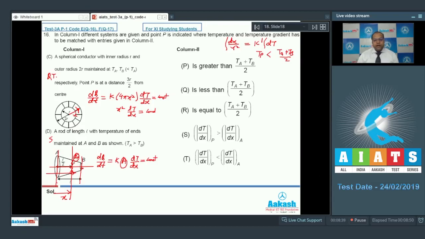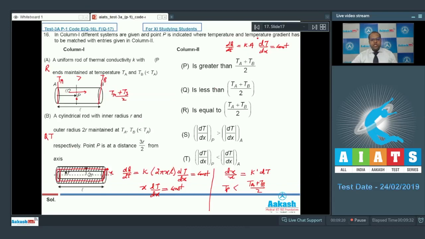So radius can be found out, and area would be pi r square. If I solve this problem, then the temperature at point P comes out to be greater than (TA plus TB) by 2. So the correct matching will be P. So the correct matching for entry D is PS.